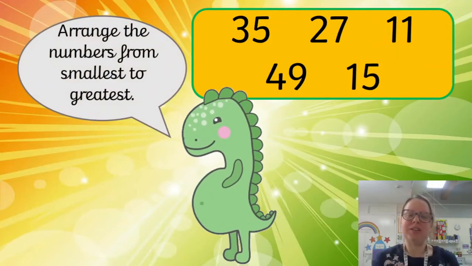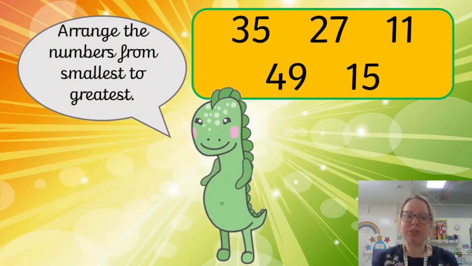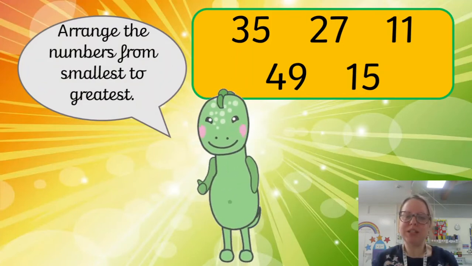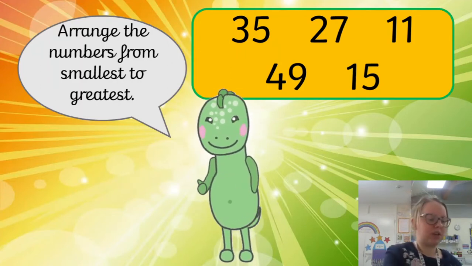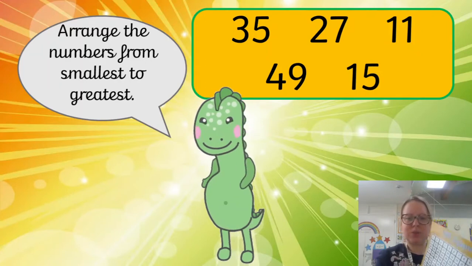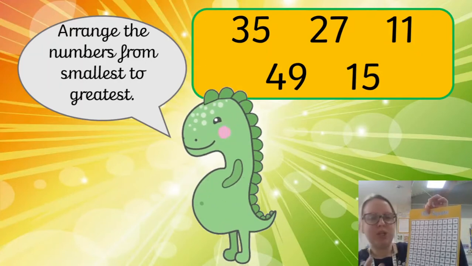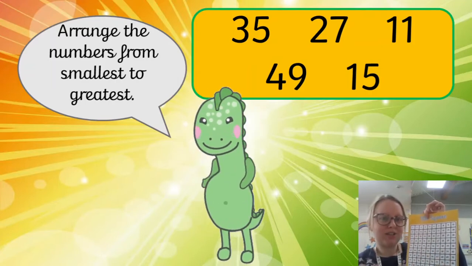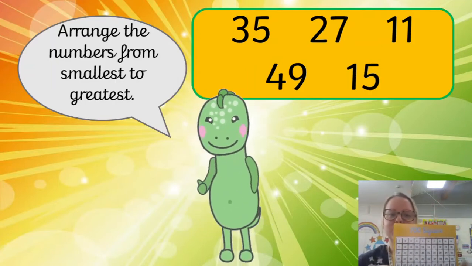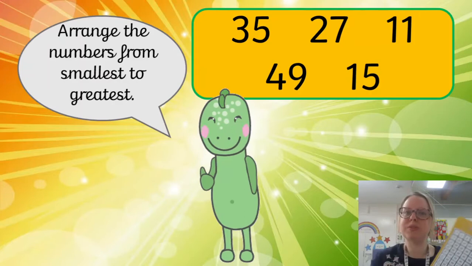Okay, now can you arrange the numbers from smallest to greatest? So you're going to need to pause the video now, and I want you to arrange them from smallest to greatest. Now you can use your 100 square to see which of the numbers comes first, which comes next, and so on, to help you arrange them from smallest to greatest. So pause the video to do that now.